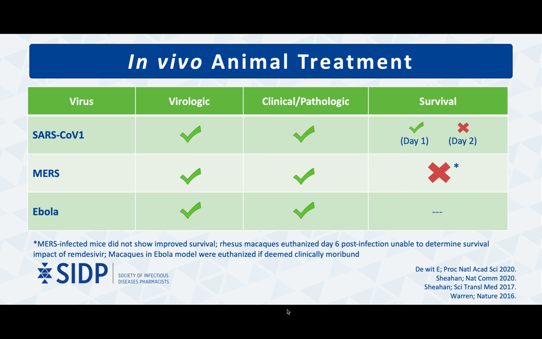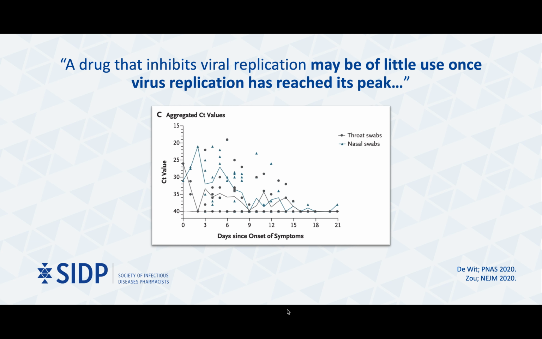For treatment of SARS-CoV-1, remdesivir showed reduction in viral titers, improved clinical and pathologic criteria, but survival benefit was only observed with initiation on day 1 of illness and not on day 2, and this highlights the potential importance of early initiation of therapy. In MERS, virologic, clinical, and pathologic benefit was observed in treatment in both murine and macaque models, but survival benefit was not demonstrated in the murine model. For Ebola in a macaque model as well, improvement in virologic, clinical, and pathologic endpoints was observed, but survival effects could not be evaluated. Here's a notable quote from DeWitt and colleagues.